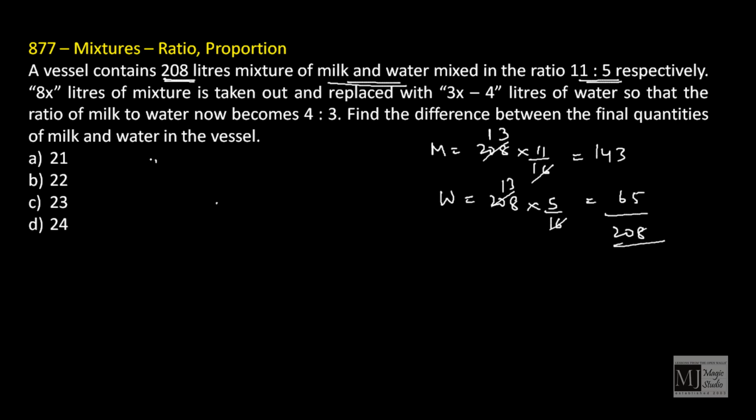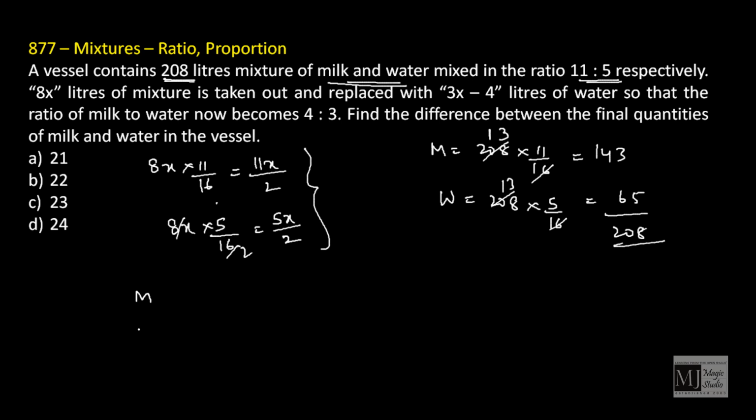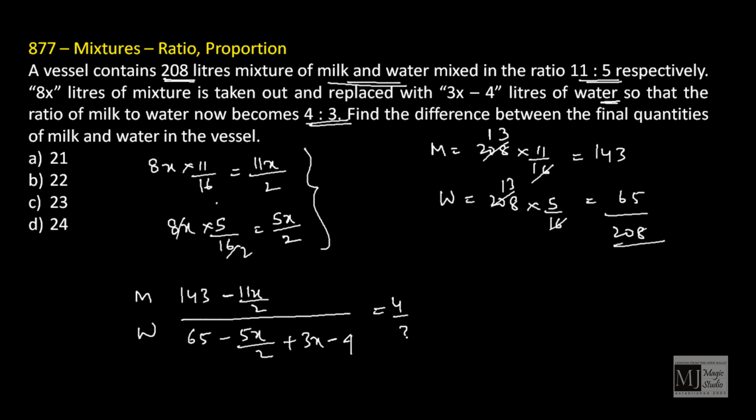8x liters of mixture is taken out. 8x into 11 by 16 is 11x by 2, and 8x into 5 by 16 is similarly 5x by 2. Okay, this has been taken out. Milk was 143, taken out 11x by 2. Water 65, taken out 5x by 2. And replaced with 3x minus 4 liters of water. Now the ratio becomes 4:3. Means this by this is 4 by 3.